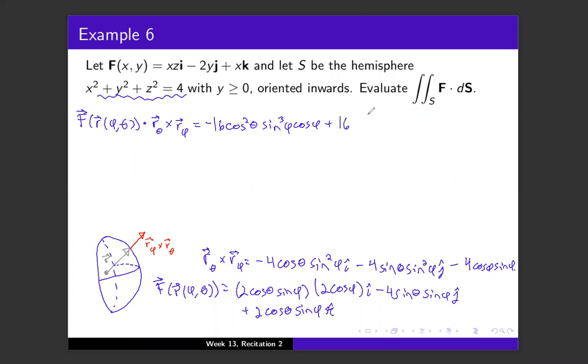Plus 16 sine squared theta. Oh, sorry. Sine squared theta sine cubed phi. Minus 8 cosine theta, oh, sorry, not squared, cosine theta cosine phi sine squared phi. Bit of a mess, let's try cleaning it up.